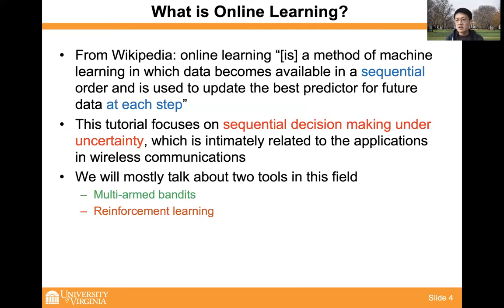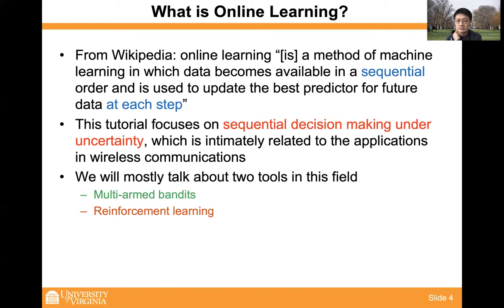With that, let me go to the online learning. So what is online learning? If you just look up the definition, let's say from Wikipedia, online learning is a method of machine learning in which data becomes available in a sequential order and is used to update the best predictor for future data at each step. So this definition is very general, but the two key things I want to highlight here is that, first of all, this is a sequential operation. Secondly, this sequential operation operates at multiple steps.